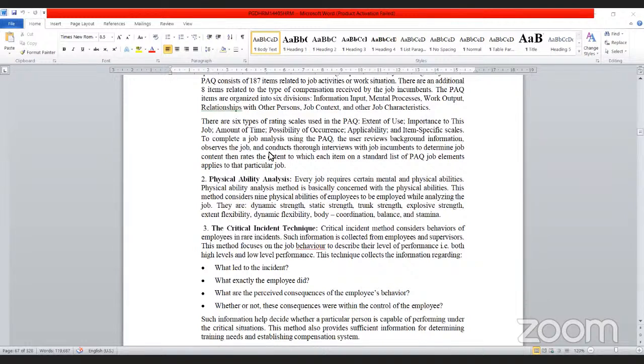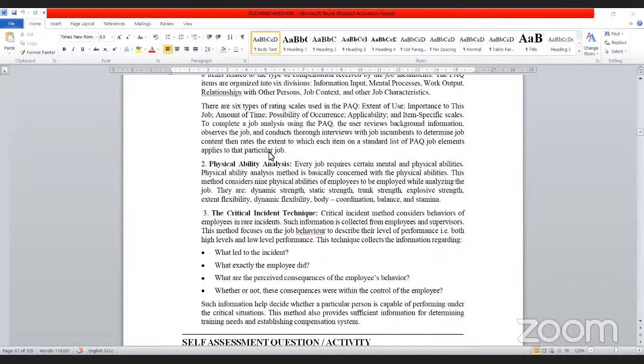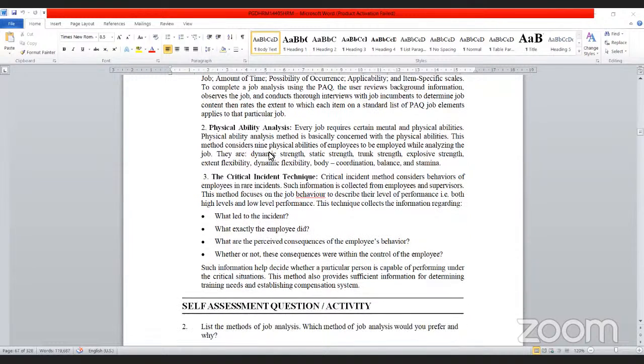That is the amount of time, possibility of occurrence, applicability, and item specific scales. So in order to complete a job analysis using the PAQ, the user reviews background information, observes the job, conducts interviews with job incumbents to determine job content, then rates the extent to which each item on the standard list of PAQ job elements applies to that particular job.